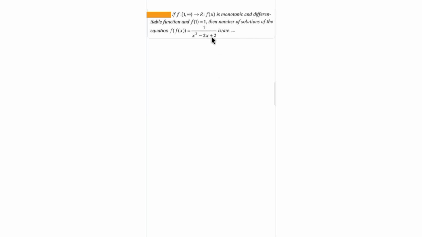If f is a function from 1 to infinity, so the domain is 1 to infinity and the range of this function is R, and f of x is monotonic. I always recommend this method to be followed: write down the things that have been given to you in the question. So it's given that f of x is monotonic.